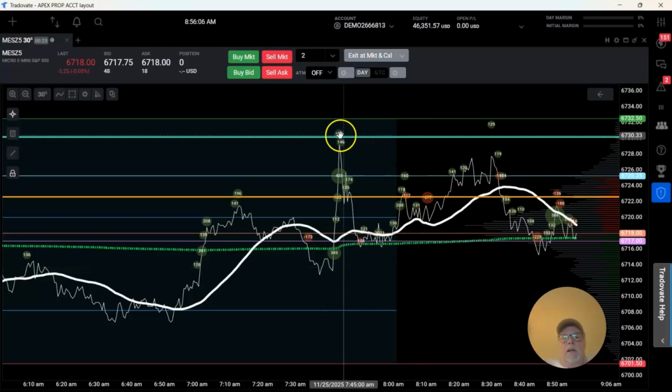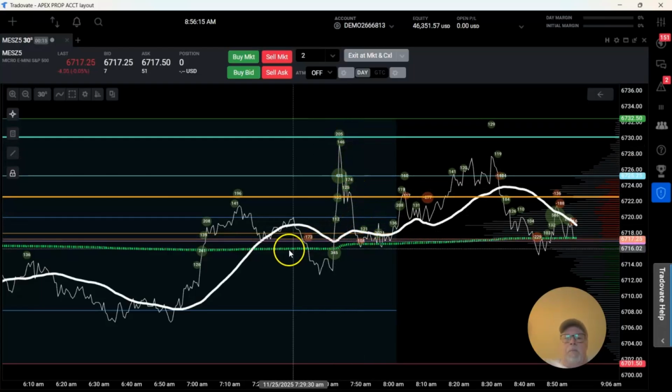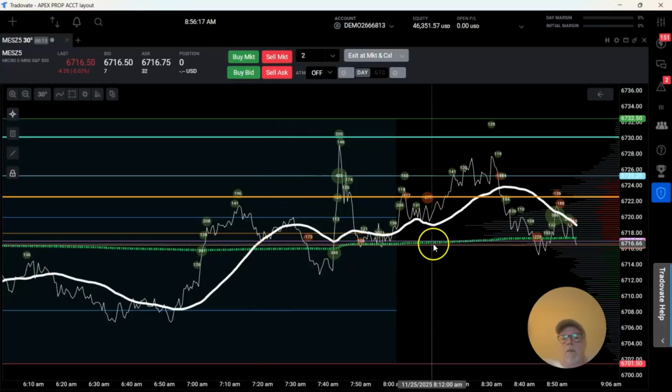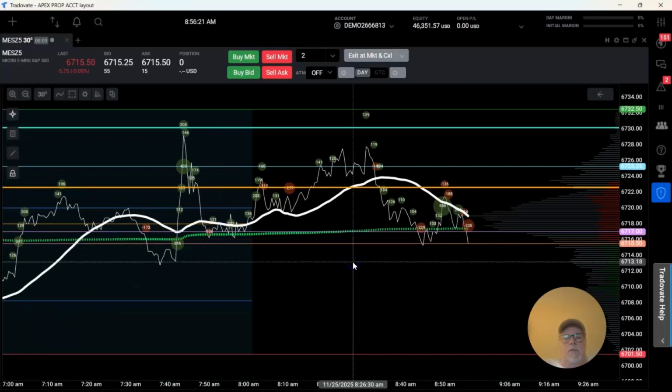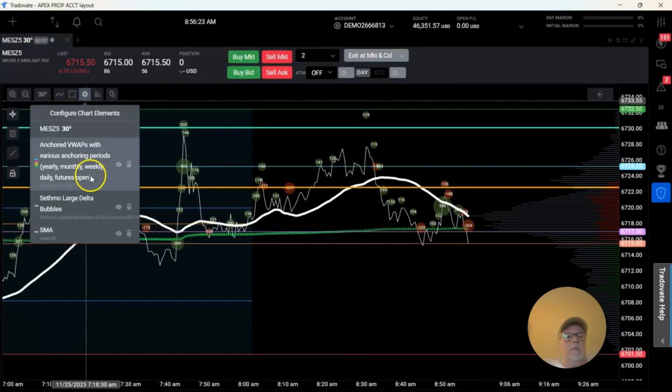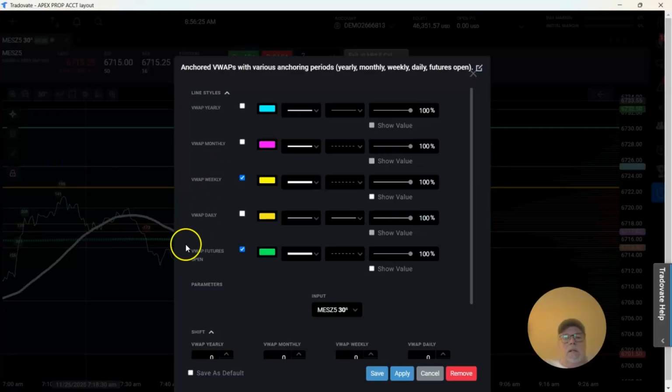You can see when we got to the value area high from yesterday, we tried to push up. Sellers wouldn't let that happen. Pushed the market down. Where'd it go down? Right to VWAP. The green dotted line is our futures VWAP. It is right here. VWAP futures.